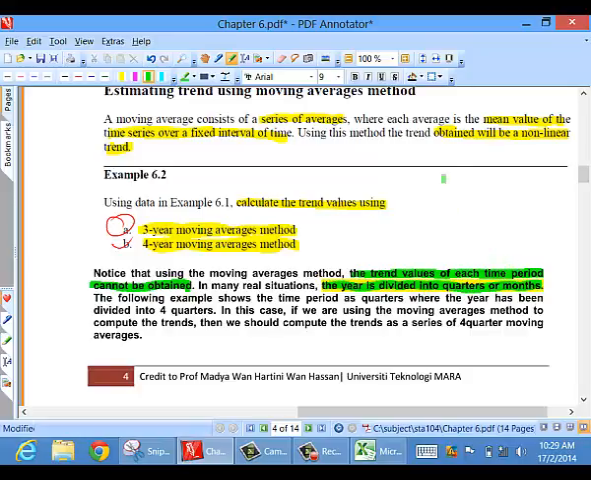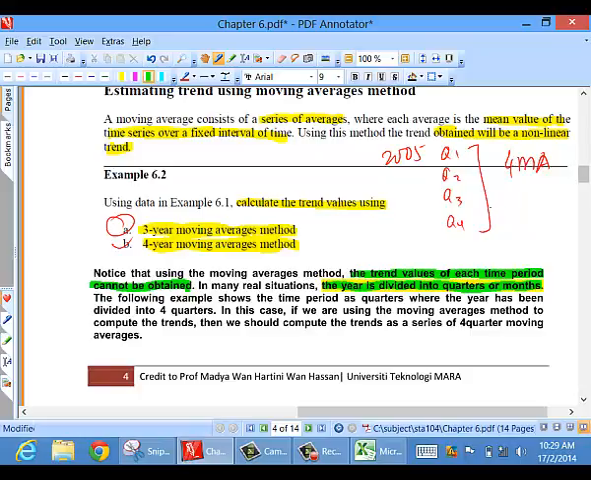Then in many real situations, the year is divided into quarters and months. If I give you 4 quarters in year 2005, quarter number 1, quarter number 2, quarter number 3, quarter number 4, automatically you know you will do a 4 moving average, unless the instruction asks you to calculate a 3 moving average. If it doesn't say, you already know it is a 4 moving average.